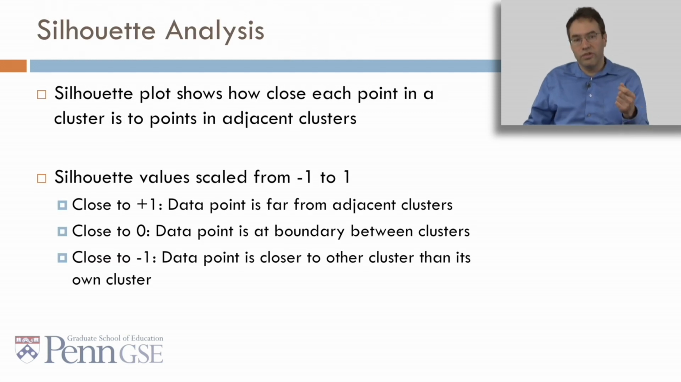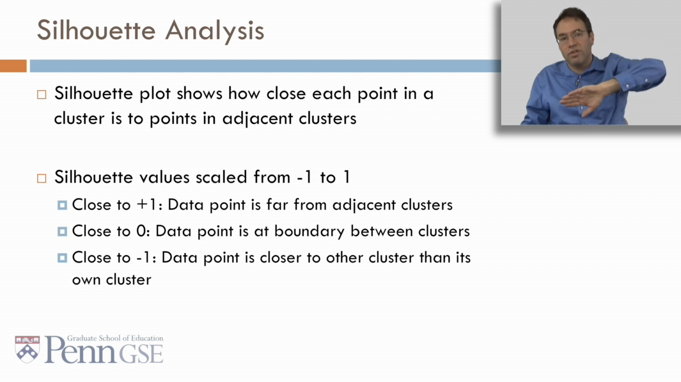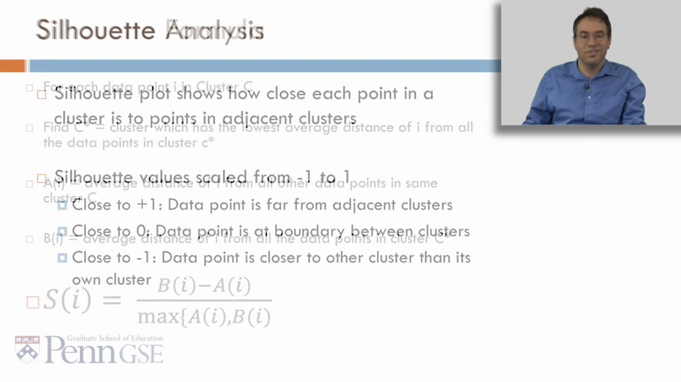In silhouette analysis, a silhouette plot shows how close each point in a cluster is to points in adjacent clusters. Silhouette values, like our old friends Ko and Kappa, are scaled from -1 to 1. If they're close to +1, then the data point's far from any of the adjacent clusters. If it's close to 0, it's on the boundary between clusters. And if it's close to -1, the data point's closer to the other cluster than its own cluster.